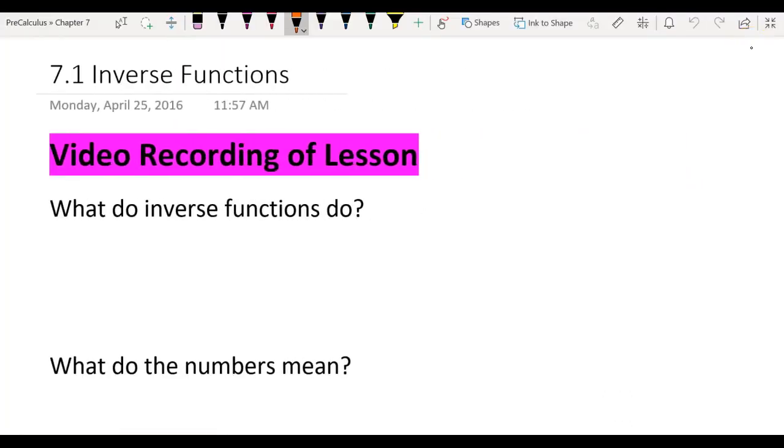Inverse functions. Okay. So what do inverse functions do? We covered this a long time ago. What do they do? You flip them. You flip the what and the what? The X and the Y. So the X and Y switch locations. There we go. X and Y.